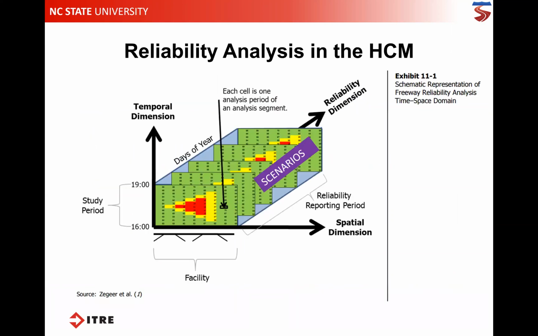Okay? So think of reliability as the third dimension. Typically, what we talked about so far is a single day or a single card in the graphic that you see on the screen. What Behzad just showed you was a typical bottleneck within the spatial and time dimension for a single day over a 3-hour period. Now, what we're modeling is not a single scenario, but multiple scenarios. And these scenarios have variations in demand, in incident, in weather, and in special events.